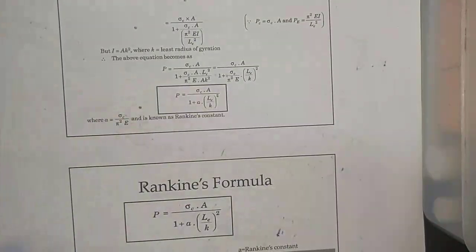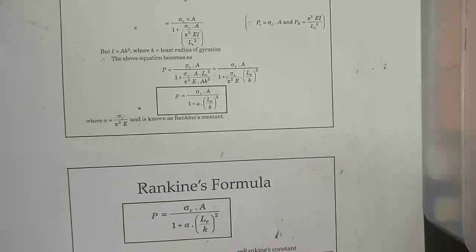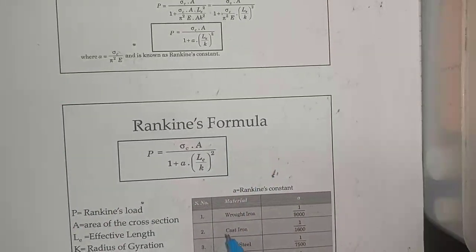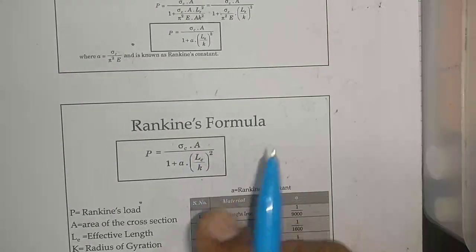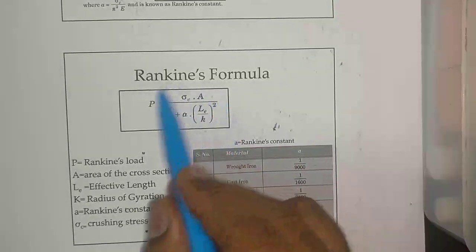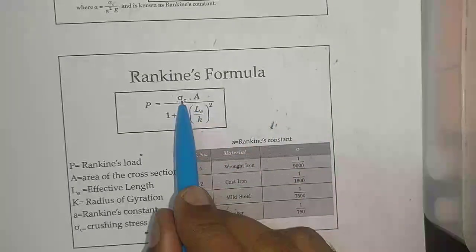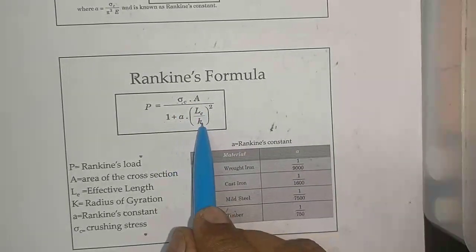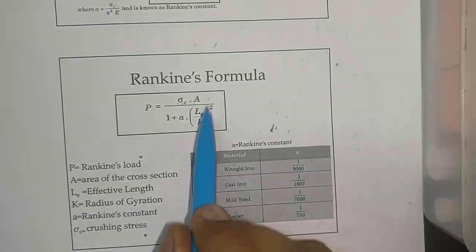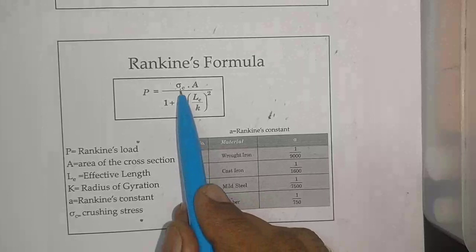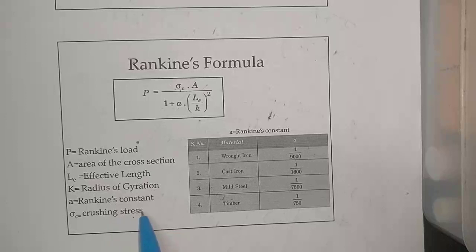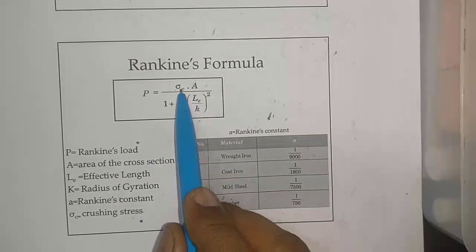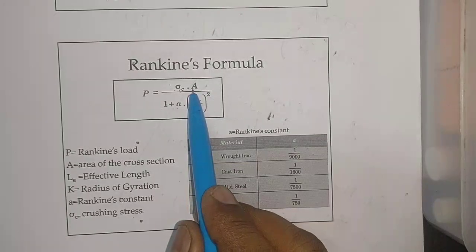Your next question is based on Rankine's formula. Again, Rankine's formula is also used to find out the crippling load. The formula is P is equal to sigma C A by 1 plus small a LE by K whole square. I am explaining this from the notes only. In this formula, sigma C is your crushing stress. Sometimes it will be given as permissible stress also. And A is your area of the cross section.